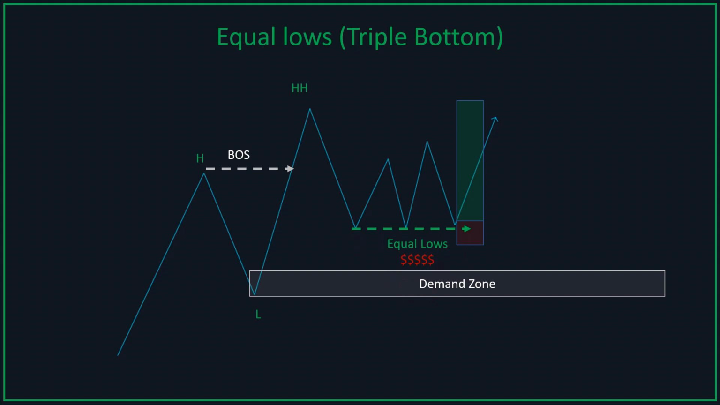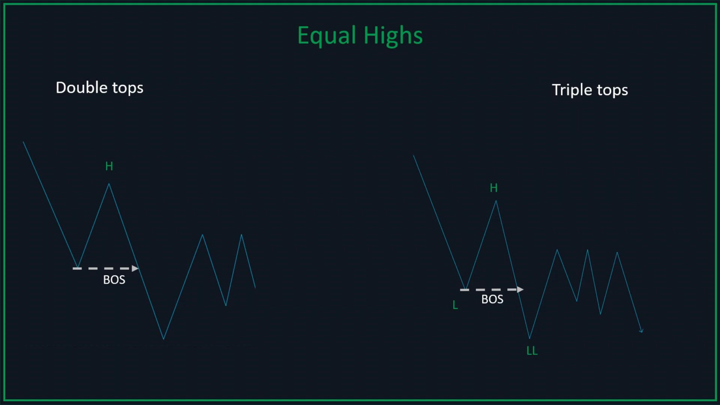So, when this liquidity pool, formed by these stop-loss orders and pending positions, is cleared, it presents an opportunity to consider entering a long position from the demand zone just below. This is because at this point, most stop losses have been triggered, leaving a cleaner path for the bullish momentum to continue. Alright, let's move on to equal highs, which fall into two categories: double tops and triple tops.